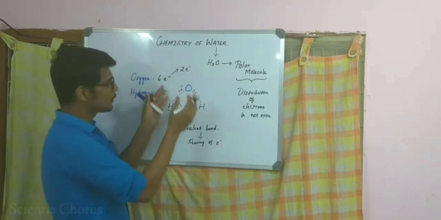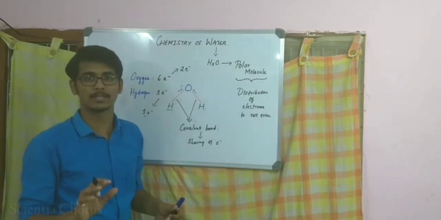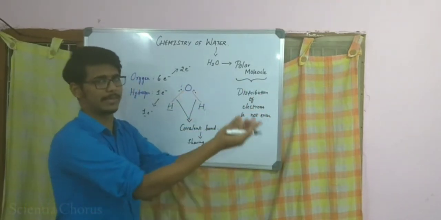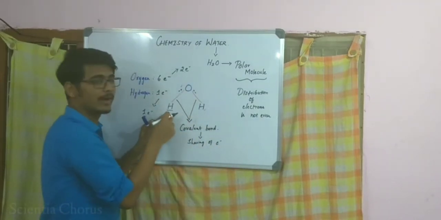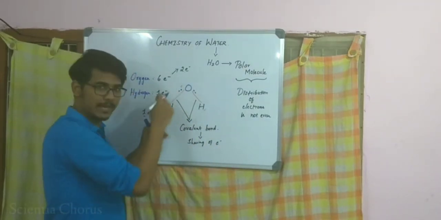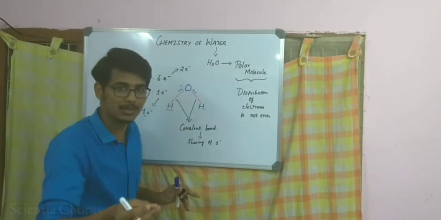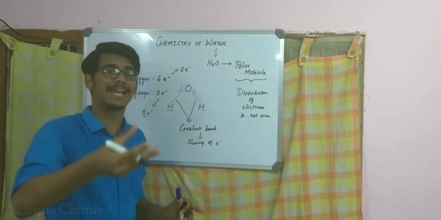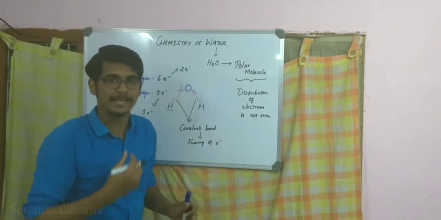The electrons will be towards the oxygen, but still this hydrogen is not giving away the electron to the oxygen. It is still the electron of hydrogen, still it is sharing, but the electrons will be towards the oxygen because oxygen is a more electronegative atom. It can attract the electrons towards itself.